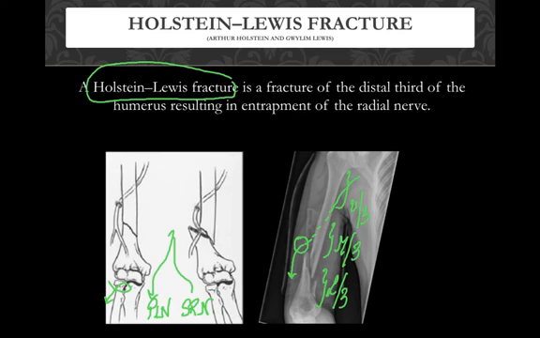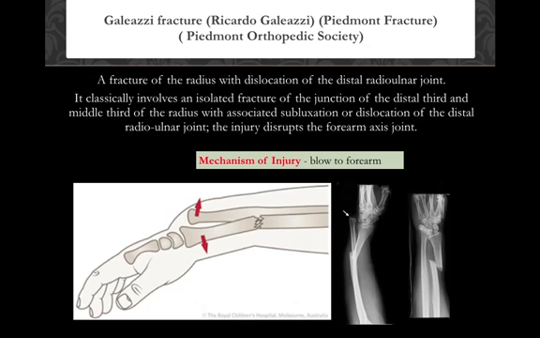AIIMS May 2016, an image of a spiral fracture of the lower 1/3 of humerus was asked, and the question was, what nerve is involved? And the answer was radial nerve. Two more things that you must remember about the radial nerve. This is the most common nerve damaged in the human body, and it has the best prognosis amongst all the peripheral nerve injuries.